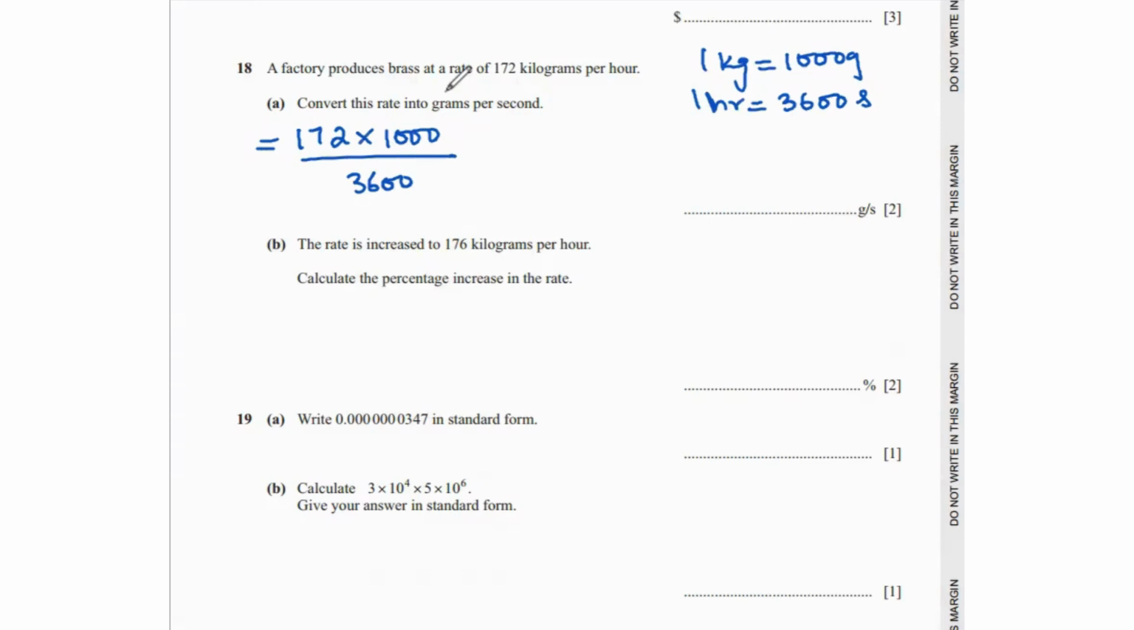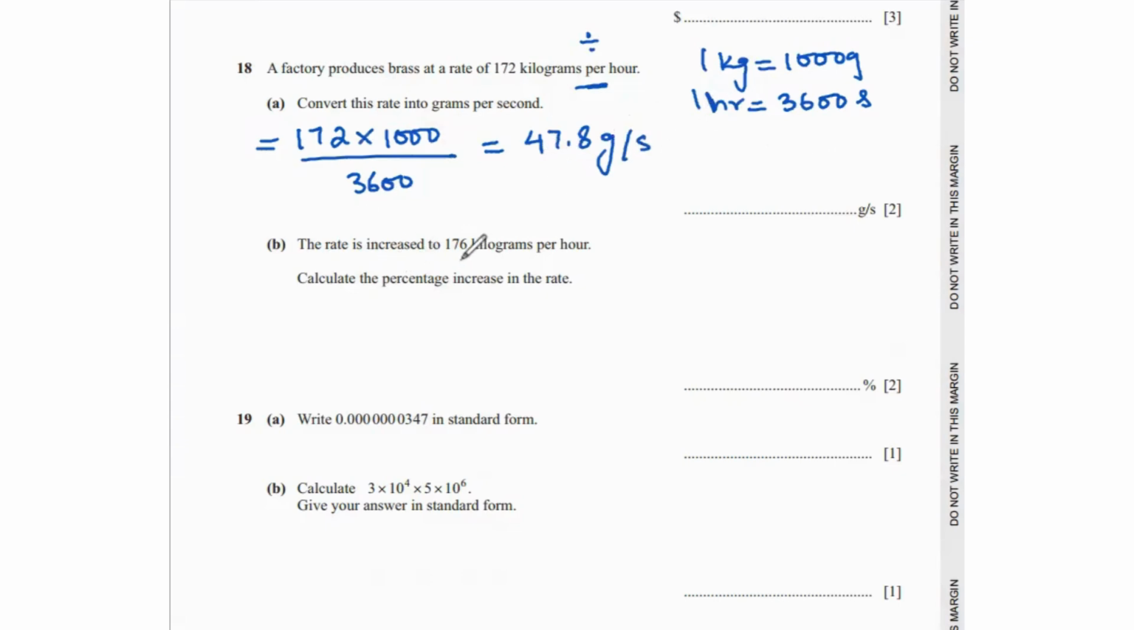You must be thinking, why are we not multiplying it by 3,600? The reason why we're not multiplying it by 3,600 is because it's per hour. Per means division. So hour automatically comes in the denominator. So you replace the hour with 3,600 seconds, and that's why we're dividing it, not multiplying it by 3,600. So when you solve that, that gives us 47.8 grams per second, correct to 1 decimal place.